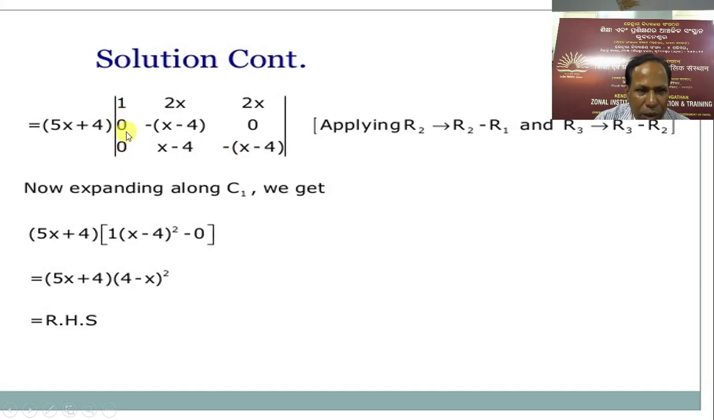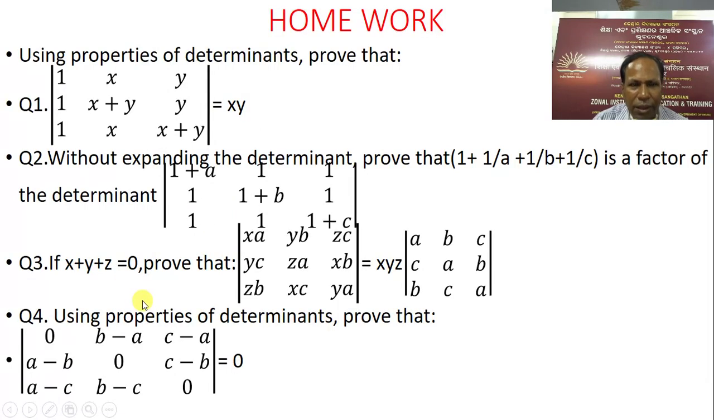Now we have got two zeros along the first column. Now we expand it along the first column. So it is 5x plus 4 times 1 into the cofactor of 1. So minus (x minus 4) into minus (x minus 4) becomes (x minus 4) whole square, minus 0 into (x minus 4) becomes 0. So ultimately we are getting (5x + 4) into (4 - x) whole square.